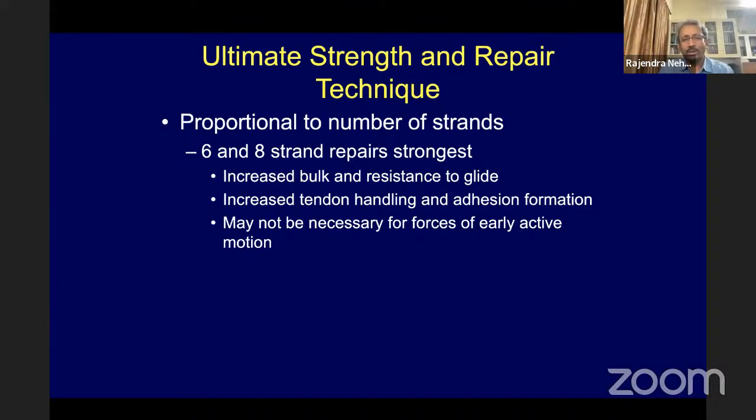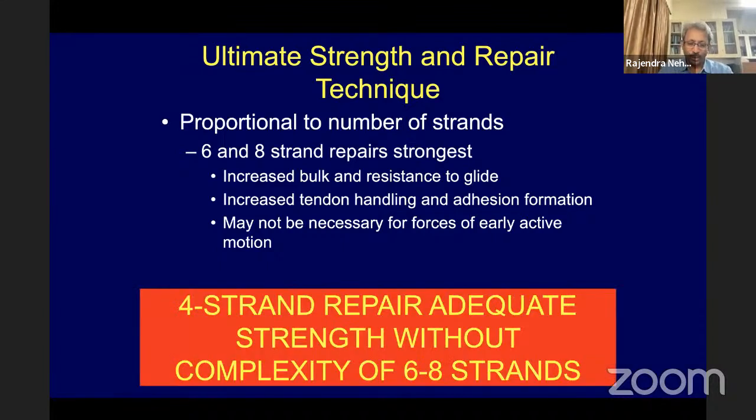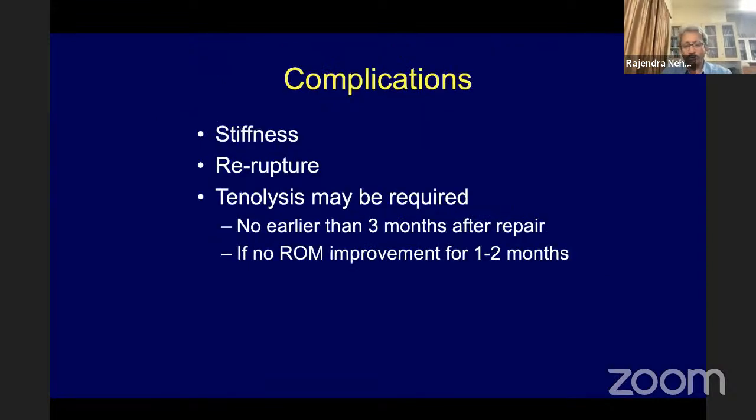So what gives the ultimate strength and what is a good repair? It is proportional to the number of strands. So 6 to 8 strand repairs are the strongest repairs. But the problem with this is increased bulk and resistance to glide, and there is increased tendon handling and adhesion formation. So it may not be necessary for forces of early active motion. So what we do is we use a 4-strand repair, and that gives us adequate strength without the complexity of 6 to 8 strand, because I have tried to do 6 to 8 strand also. The complexity goes on increasing, the bulk goes on increasing. So we do only 4-strand repair.